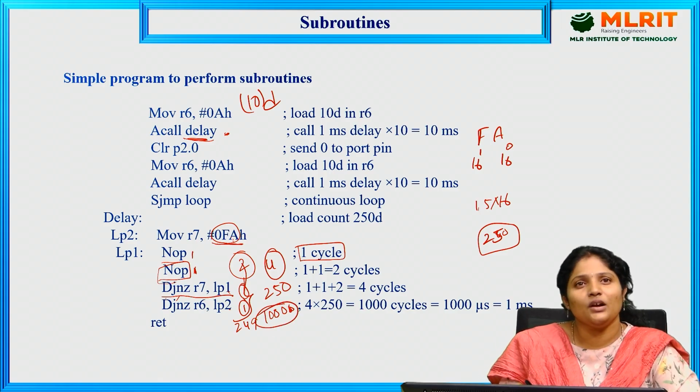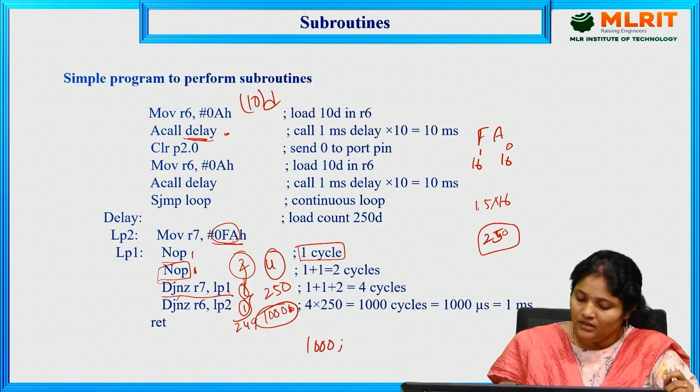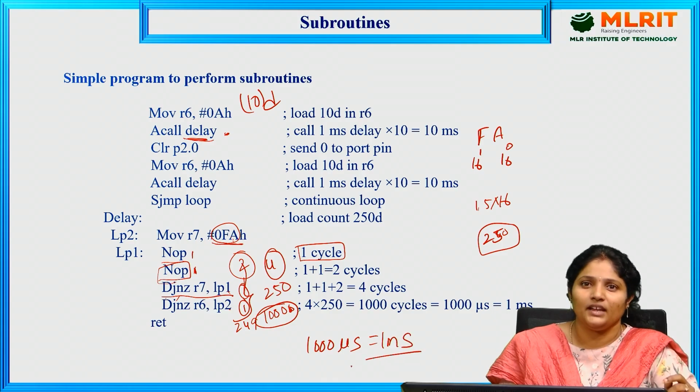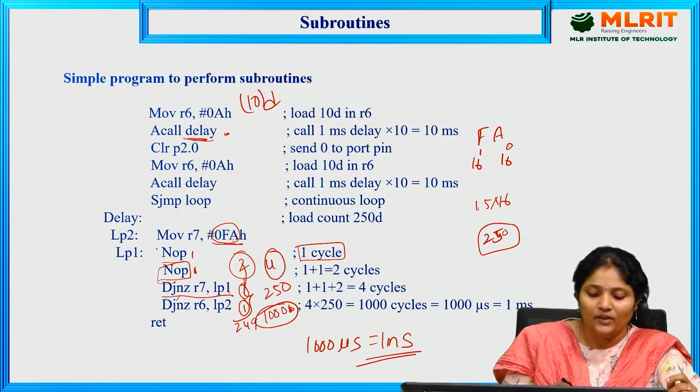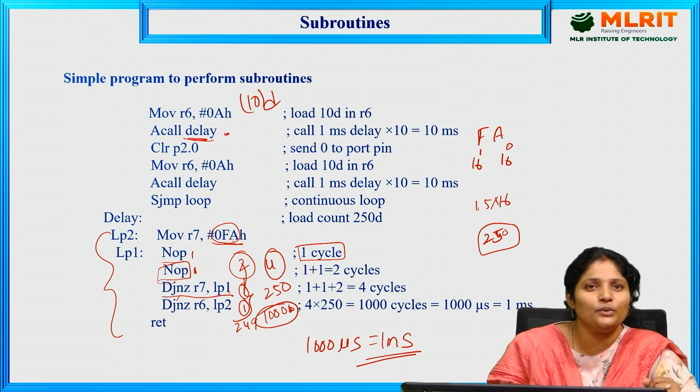So what is 1000 cycles? Here 1 cycle is 1 microsecond. So 1000 cycles means 1000 microseconds, which is equivalent to 1 millisecond. So if I want to execute this loop, I can provide 1 millisecond. That is the question, right?